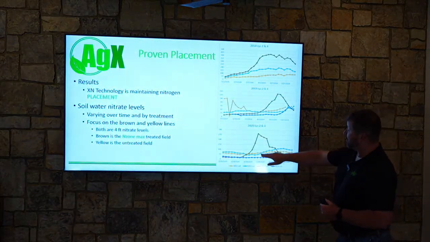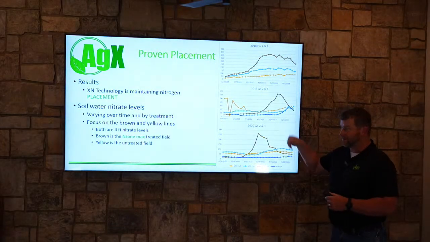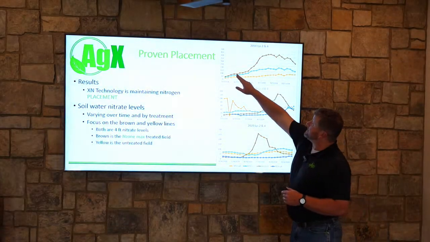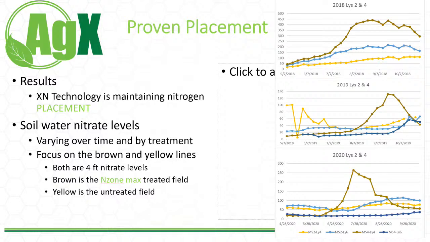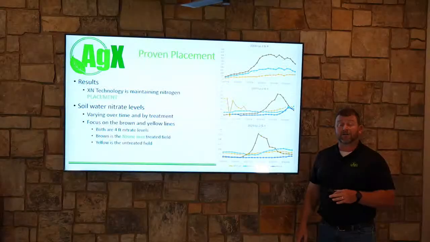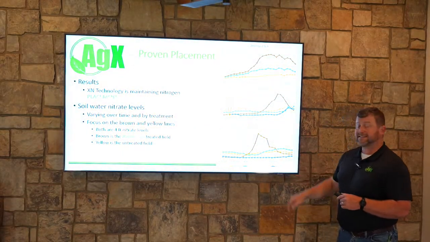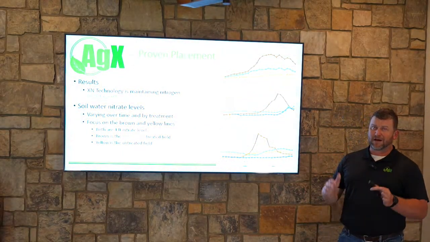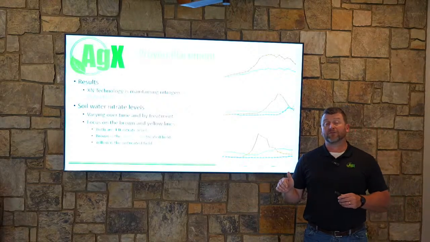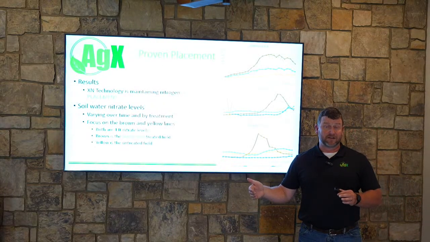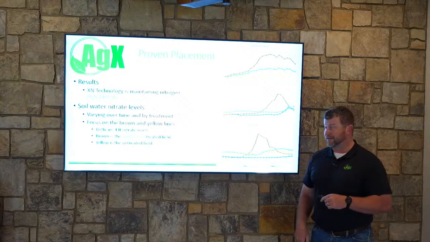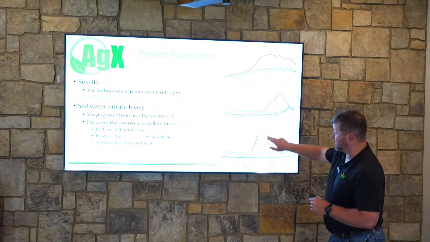First of all, let's talk about all these different colors that we have going on. Anytime we see the brown line, right through here and right through here, that is monitoring well 4, a lysimeter at 4 feet. Remind ourselves, monitoring well 4 was the N-Zone Max field, so the nitrogen had been treated. We want to keep that in mind.